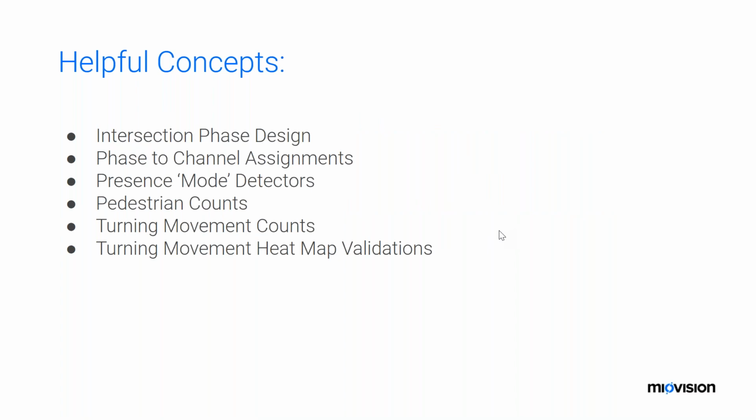I'm going to talk a little bit about presence mode and what that means, pedestrian counts, turning movement counts, and a new feature we just released a couple weeks ago called the turning movement heat map validations, which is a really fun feature to show off. So I'm going to get into that a little bit today.